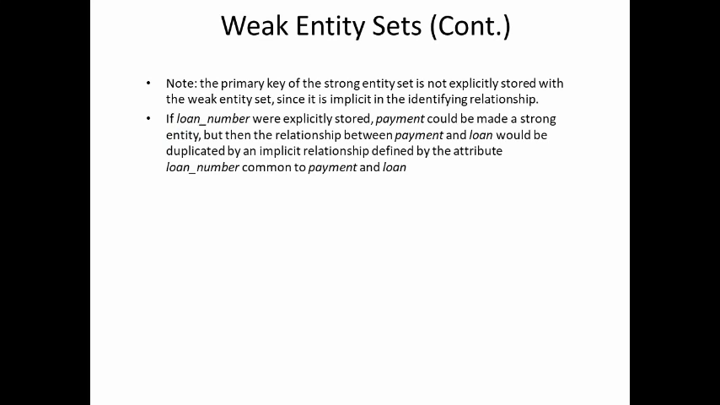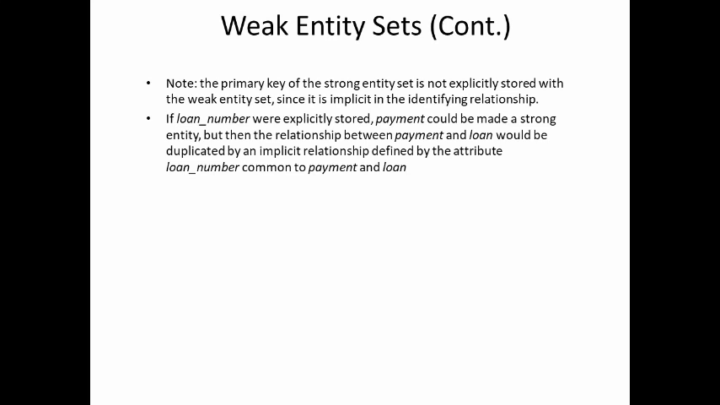So you need to note that the primary key of a strong entity set is not explicitly stored with the weak entity set, and that is why that relation will not be having a primary key, since it is implicit in identifying the relationship. So we just basically imply. So if we have loan number explicitly stored, payment may be made a strong entity.